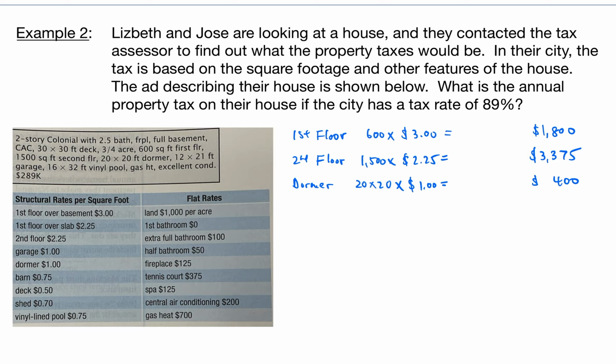Okay. And then after the dormer, we have the garage, and the garage is 12 by 21. So let's go ahead and notate that. The garage is 12 by 21, and the rate for that is also $1.